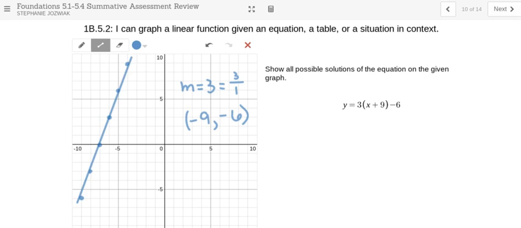Oh, that's not the straightest line ever. How about... Oh, that's not much better, but you get the idea. And then draw your arrows to show that it goes on forever.